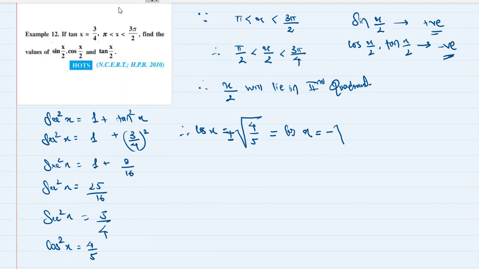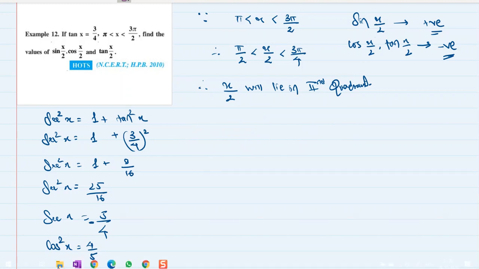Wait, I made a mistake over here. Yes, so sec x will be minus 5 by 4. Why? Because sec is negative in the third quadrant. Sec and cos are positive only in the fourth quadrant. So if sec x is minus 5 by 4, no need to write all this. You can simply write cos x is minus 4 by 5. So we got the value of cos x, which is minus 4 by 5.